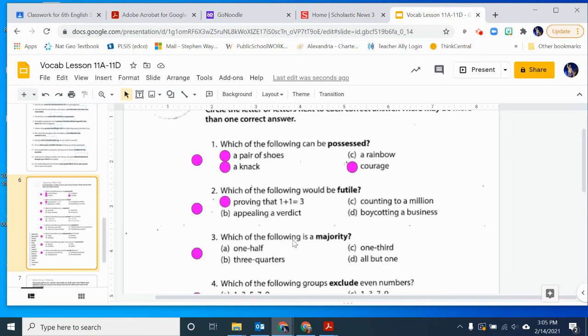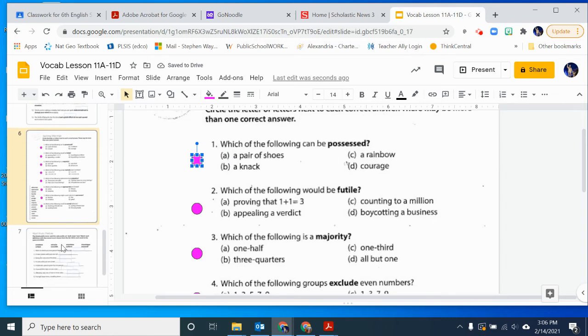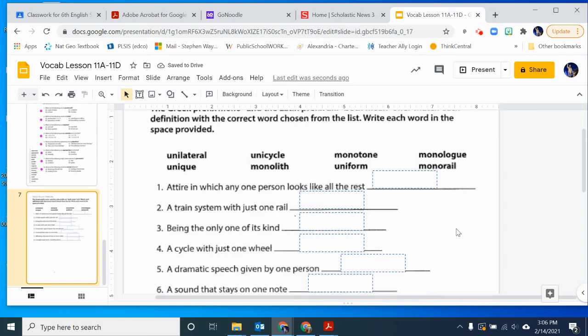Which of the following is a majority? One half is equal, so it can't be a majority. Three fourths, yes. One third, or all but one. Unless it's the case of two, that would be one half. But I did three because that second one was kind of confusing. And now I'm going to erase my progress and move on to 11D.